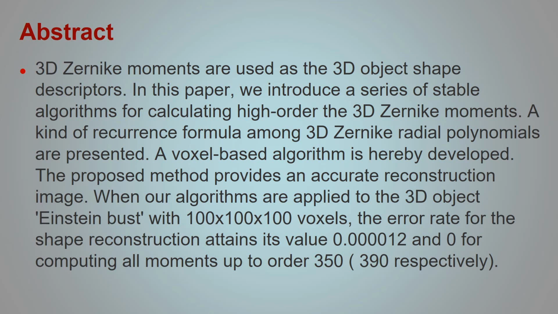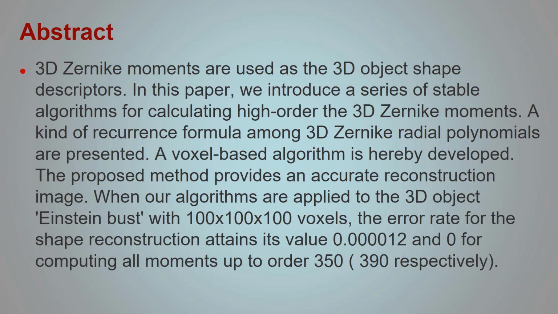3D Zernike moments are used as the 3D object shape descriptor. In this paper, we introduce a series of stable algorithms for calculating high-order 3D Zernike moments. A recurrence formula among 3D Zernike radial polynomials is presented. The voxel-based algorithm is hereby developed. The proposed method provides an accurate reconstruction image.